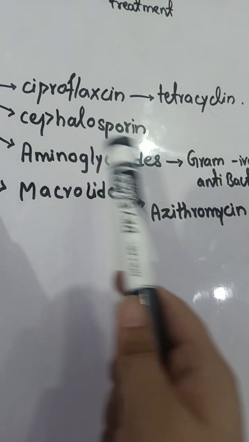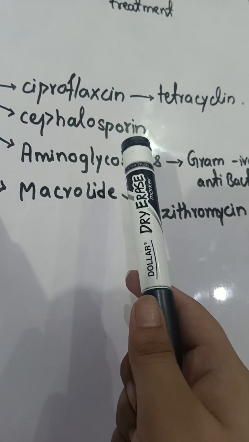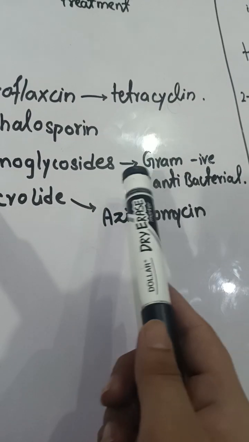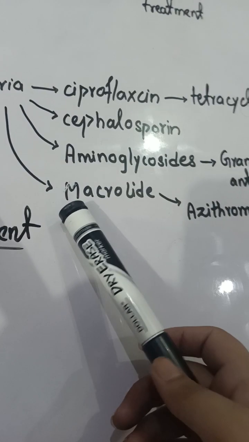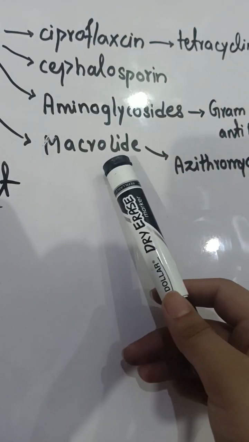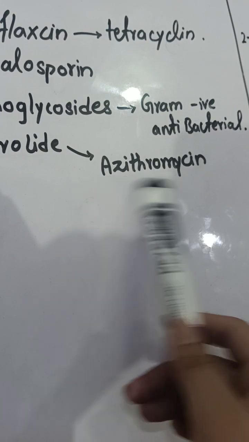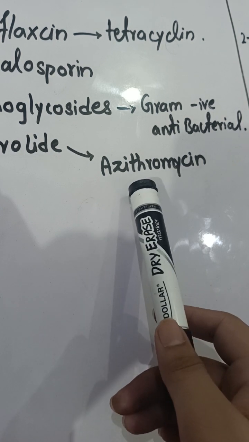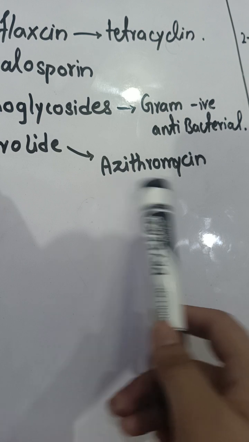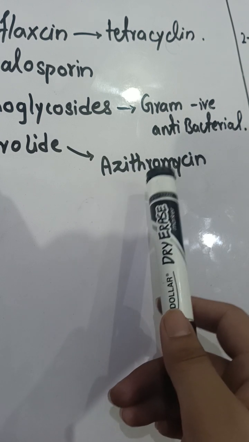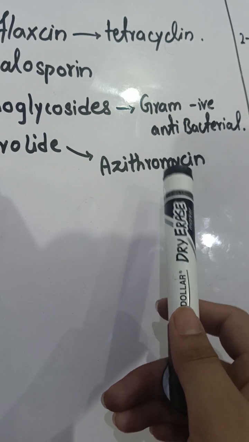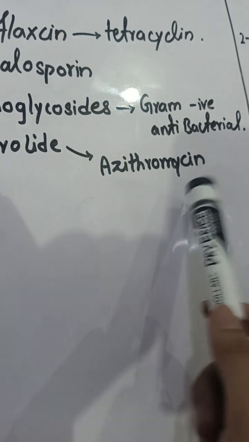The next antidiarrheal drug is cephalosporins. Next is aminoglycosides. Aminoglycosides are antibacterial against gram-negative bacteria. And the last class of drug is macrolide, and the drug included in this group is azithromycin. Azithromycin is an antibacterial drug which inhibits the protein synthesis of bacteria. This kind of drug is given to treat patients of pneumonia, and patients who have some kind of skin infections due to bacteria.